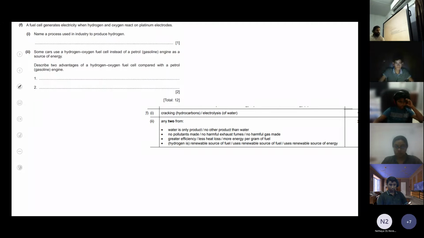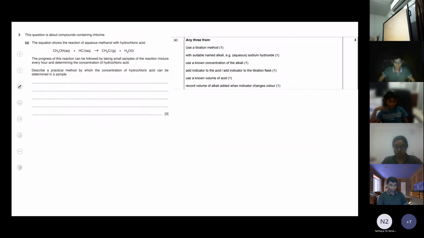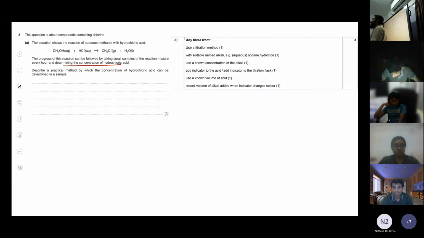Okay. Next one. This was a kind of hard question for you because it looks very complicated. The progress of the reaction can be followed by taking a small sample of reaction mixture every hour and determining the concentration of hydrochloric acid. Whatever they have said, you know only one way to determine the concentration of hydrochloric acid. What is that? You are going to titrate. React that with sodium hydroxide in a burette, HCl in the conical flask, or the other way around. Do you remember titrations? Have you seen titrations, where you find the concentration of an alkali?